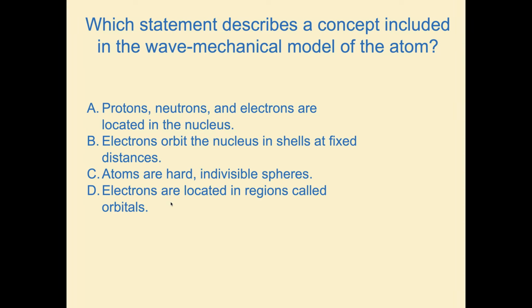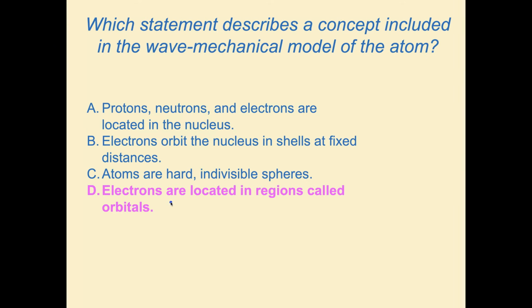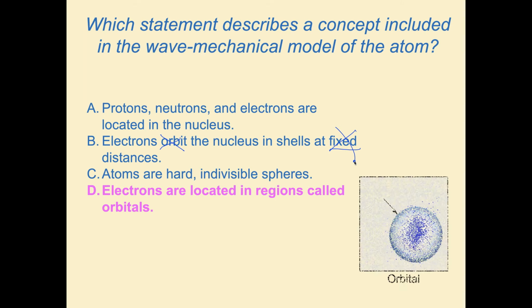So which of those would describe the quantum model? It's D. And you need to be careful, because here, this sounds pretty good, but this is really the Bohr model, and we know that electrons do not orbit, and they're not at fixed distances. So they generally are a certain distance with a certain energy, but again, we cannot pinpoint, we cannot predict, and so they don't orbit. So D becomes our correct answer.